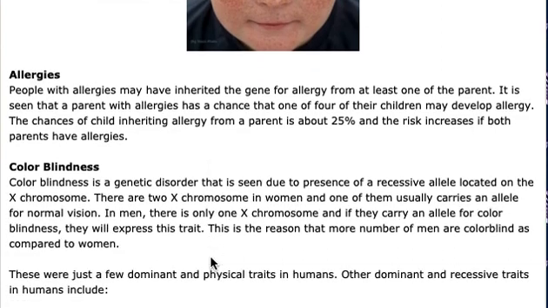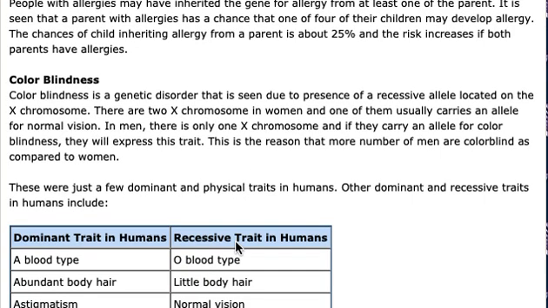Color blindness is a genetic disorder that is seen due to presence of a recessive allele located on the X chromosome. There are 2 X chromosomes in women, and one of them usually carries an allele for normal vision. In men, there is only 1 X chromosome, and if they carry an allele for color blindness, they will express this trait. This is the reason that more men are colorblind as compared to women.